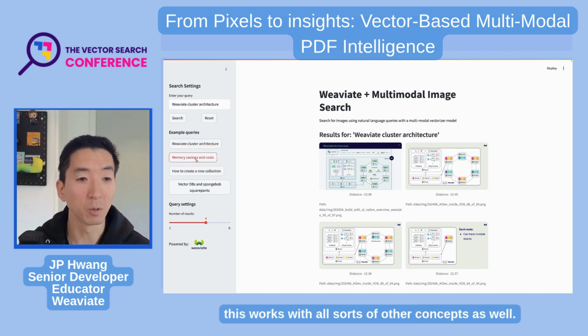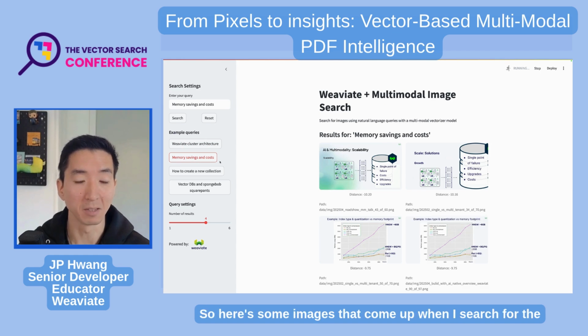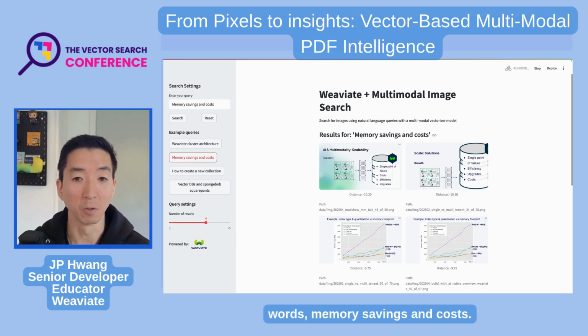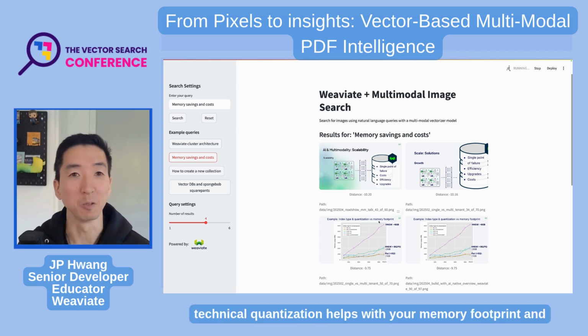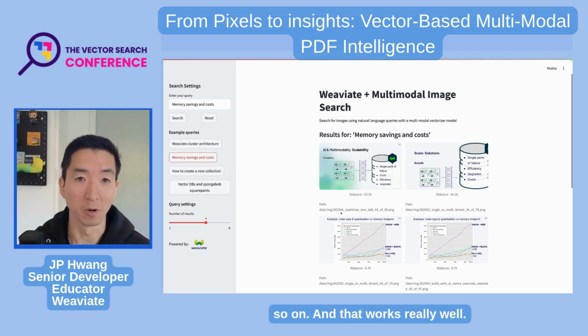And this works with all sorts of other concepts as well. So here are some images that come up when I search for the words memory savings and costs. There are slides about scalability, examples of how much a technique called quantization helps you with memory footprint and so on, and that works really well.